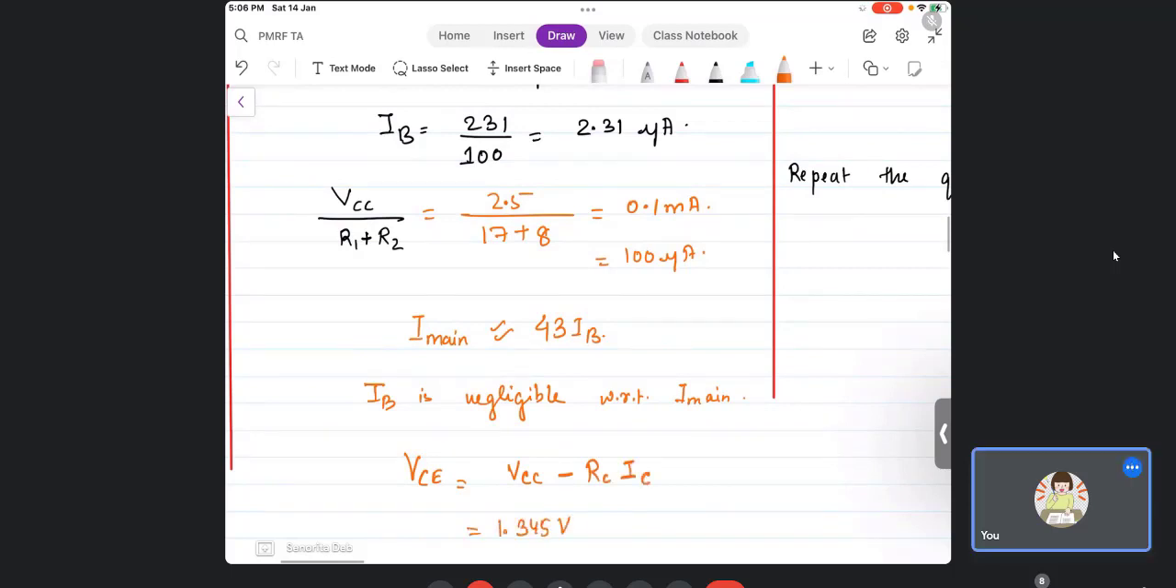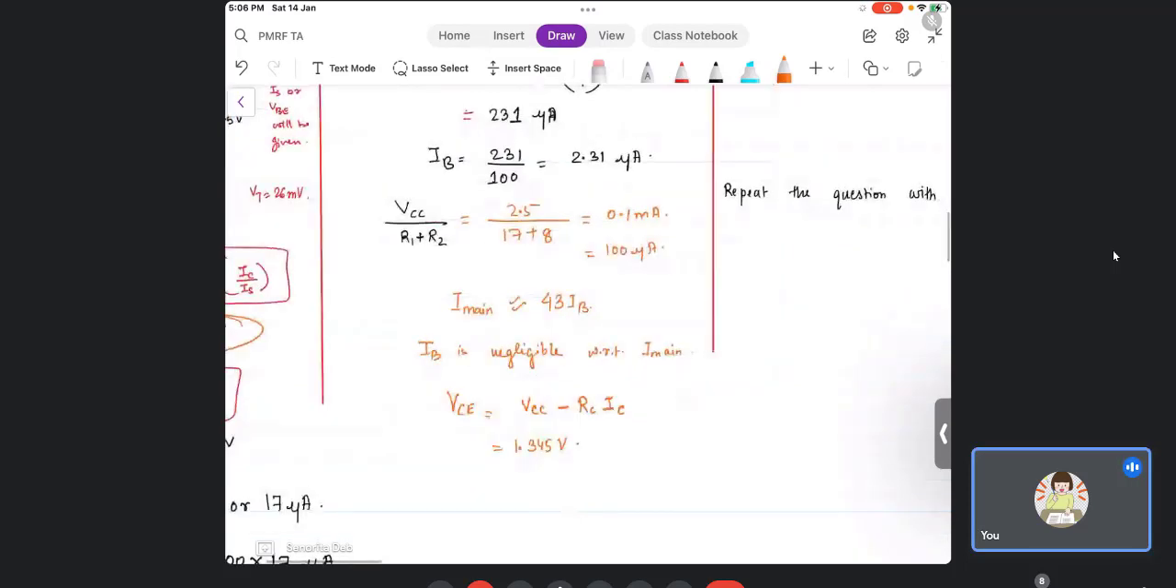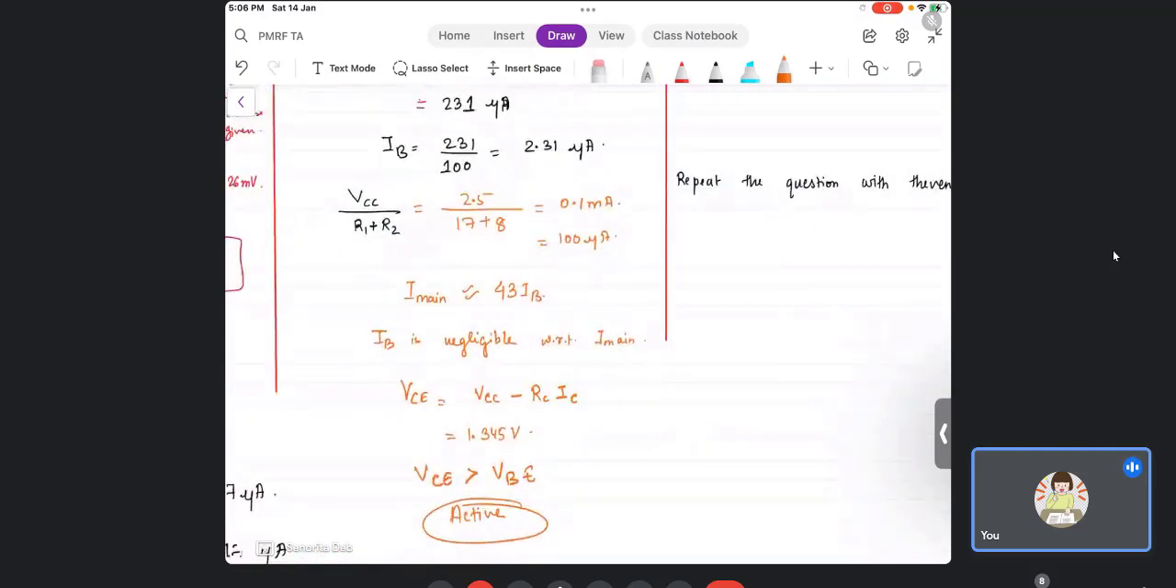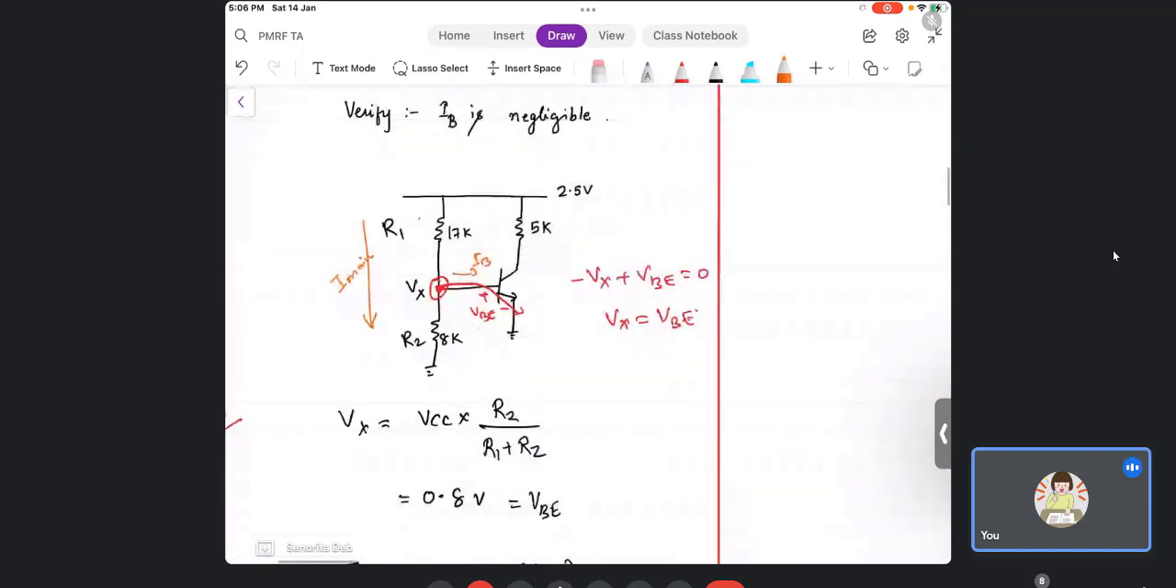You can check it. And therefore VCE is greater than VBE, and therefore it is in the active region of operation. Remember that once you have taken IB to be negligible and satisfied that condition, this will be in the active region. So this is how the resistor divider circuit works. The first method is that you design the circuit in such a way that IB is negligible with respect to the main current.